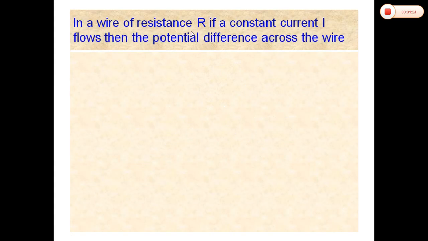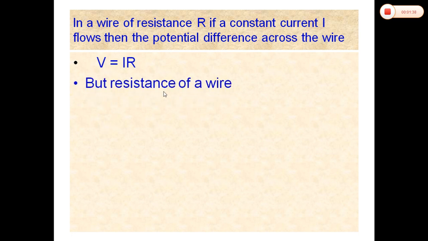As we know, if we have a wire of resistance R and a current I flows through it, then the potential difference across the wire by Ohm's law will be V equal to IR. Also, the resistance of the wire in terms of length and area, you know, R is equal to rho L by A. Then the value of V will be equal to I rho L by A.